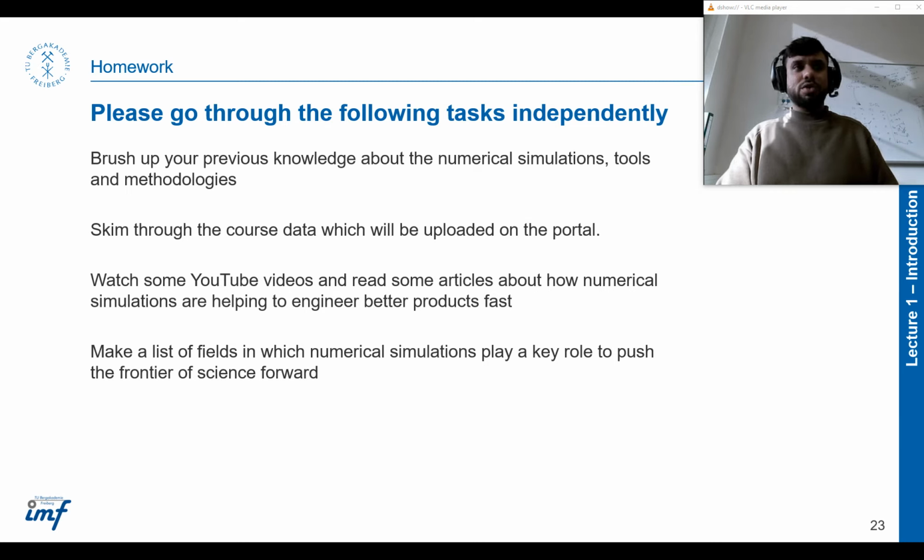So I would want you to just go through it and make a list of fields and applications in which numerical simulations are playing a key role in pushing the frontiers forward.